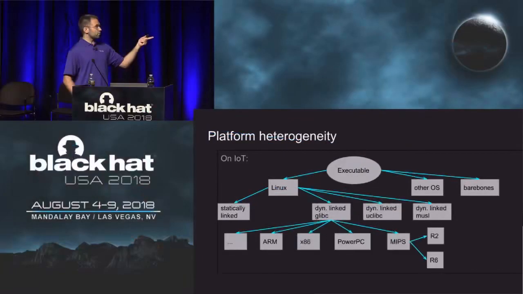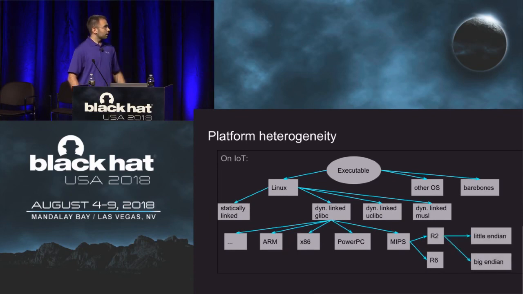And inside one of those architectures, you can have MIPS revision 2 and revision 6, which are mutually incompatible. So again, you need one image per revision, and you cannot run a binary for one revision on the other. And because this is not enough, there's also endianness. So the binary can be little endian or big endian. And you need, again, a new image for both of them.